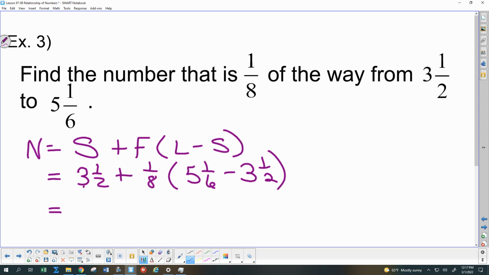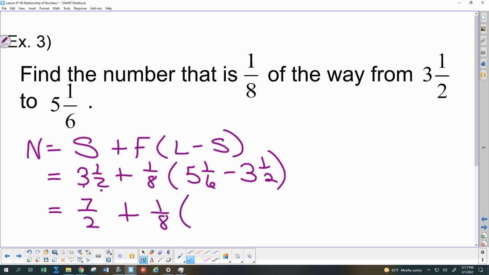3 is 6/2, right? And a half, so 6/2 and another 1/2 is 7/2 altogether. Shortcut way: 3 times the denominator 2 is 6, plus the numerator of 1 is 7/2, plus an 1/8. And now you guys get to help me.